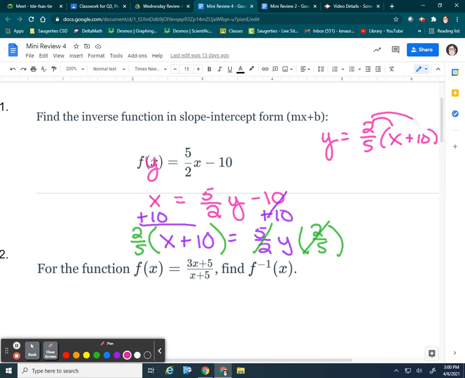And of course, algebra 2, we have to simplify. So I have 2/5 x, and that would be 2/5 times 10 is 4. We don't want to write y equals because our problem started in function notation. So I'm going to say the inverse function of x.